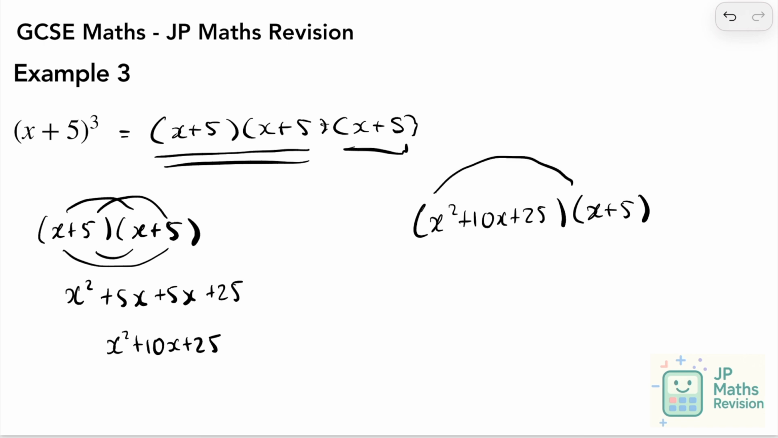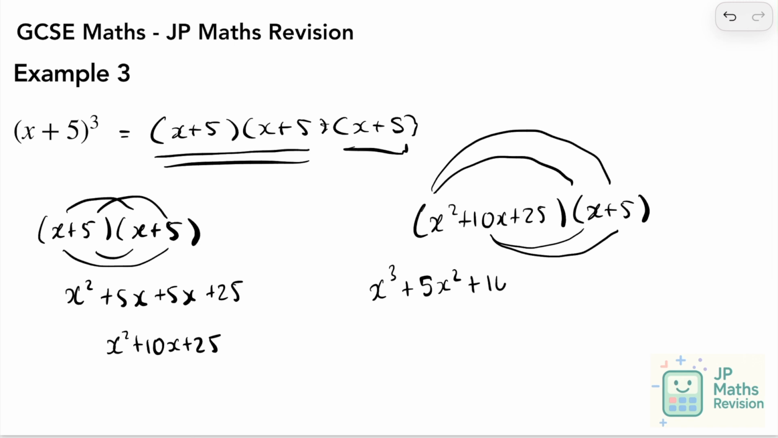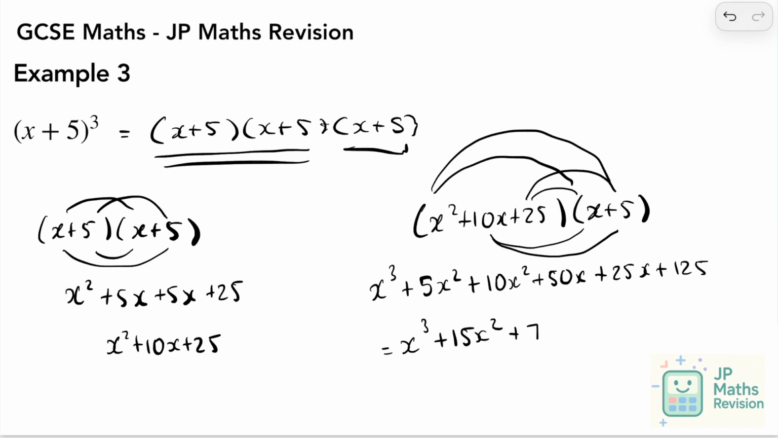So we're going to do x squared times x and x squared times 5, giving us x cubed plus 5x squared. And then we're going to do 10 times x and 10 times 5, giving us 10x squared and 50x. And then we're going to do 25 times x and 25 times 5, giving us 25x plus 125. So our final answer is x cubed plus 15x squared plus 75x plus 125.